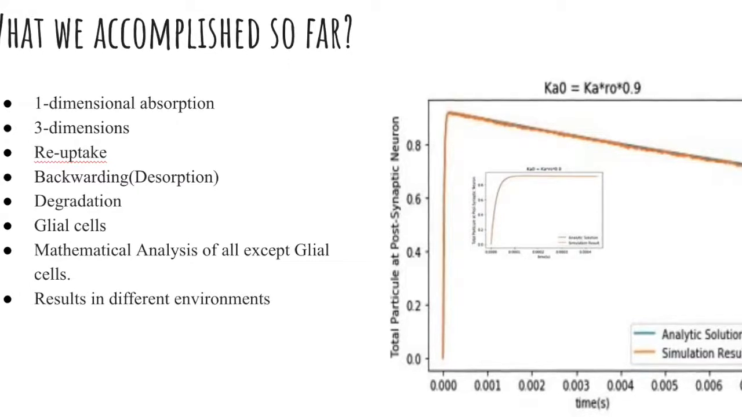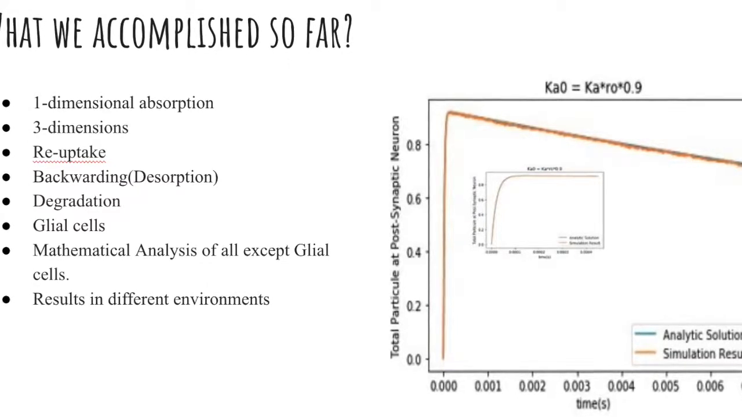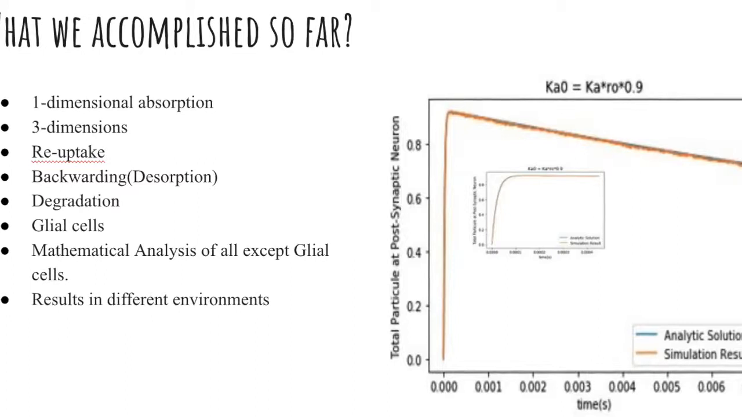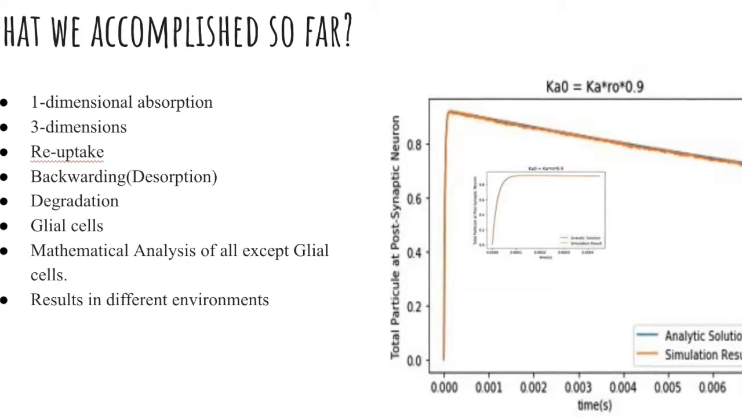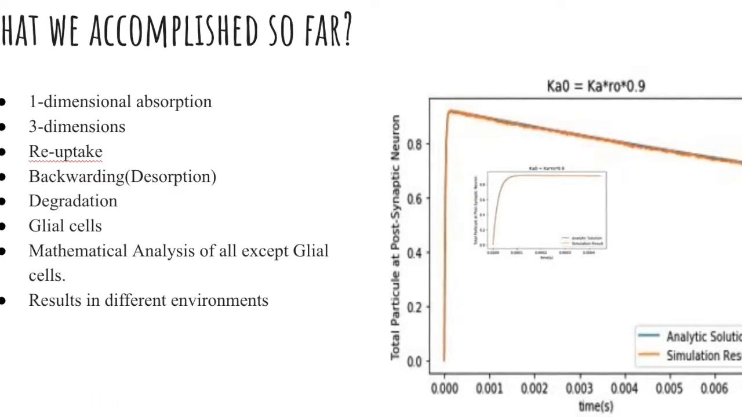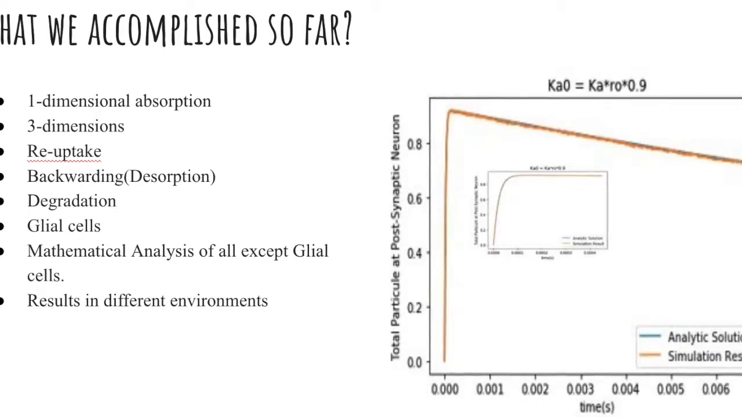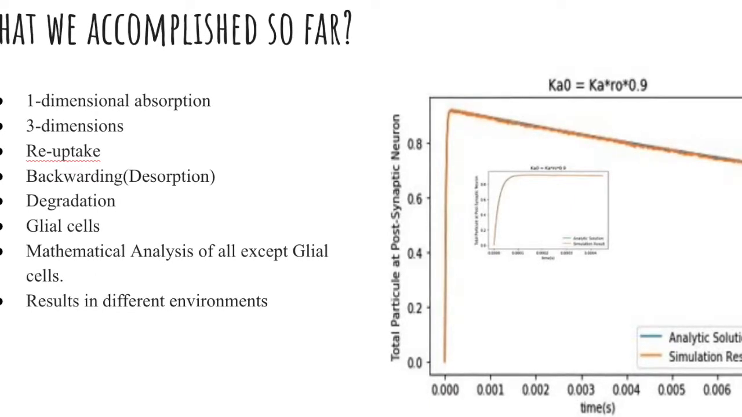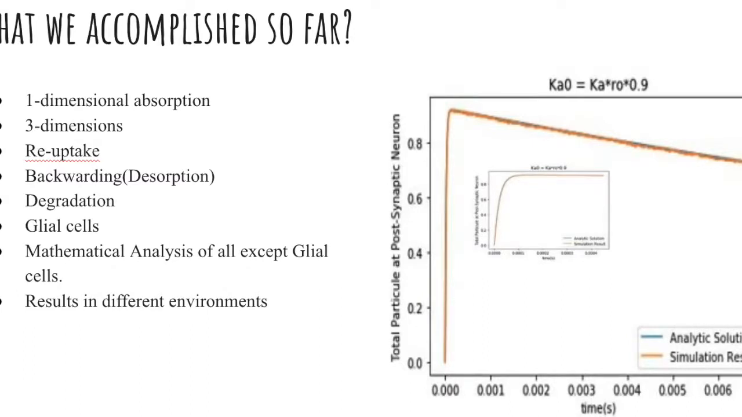The next case was solving for desorption and degradation mechanisms. But we only went over the existing studies done by Fatih about this case. It uses not only separation of variables, but also the Laplace transform and some complicated stuff. We implemented all of these analytic solutions and compared them with our simulations. The next case was adding glia cells to the previous solution, but we couldn't do anything for it.